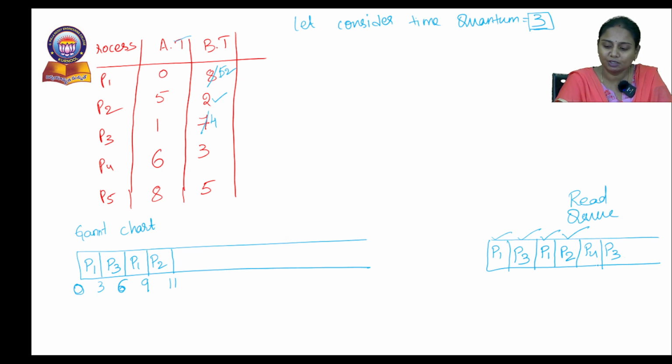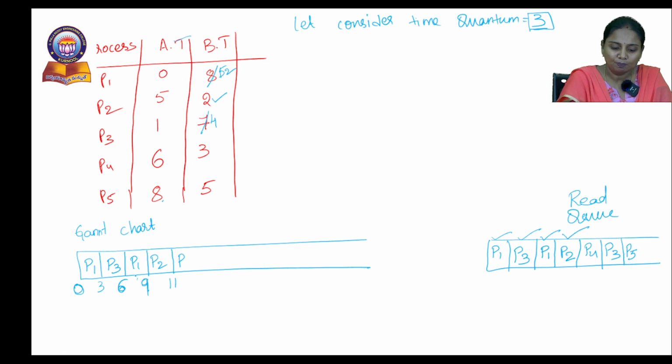So next after P2, P4 is available. Let's check here. At the time P1 completed, the CPU utilization time becomes 9. We can check in the table, P5 has also arrived. After P3, P5 has also arrived into the ready queue. Why? Because its arrival time is 8. At time 8, P5 is available in the ready queue.